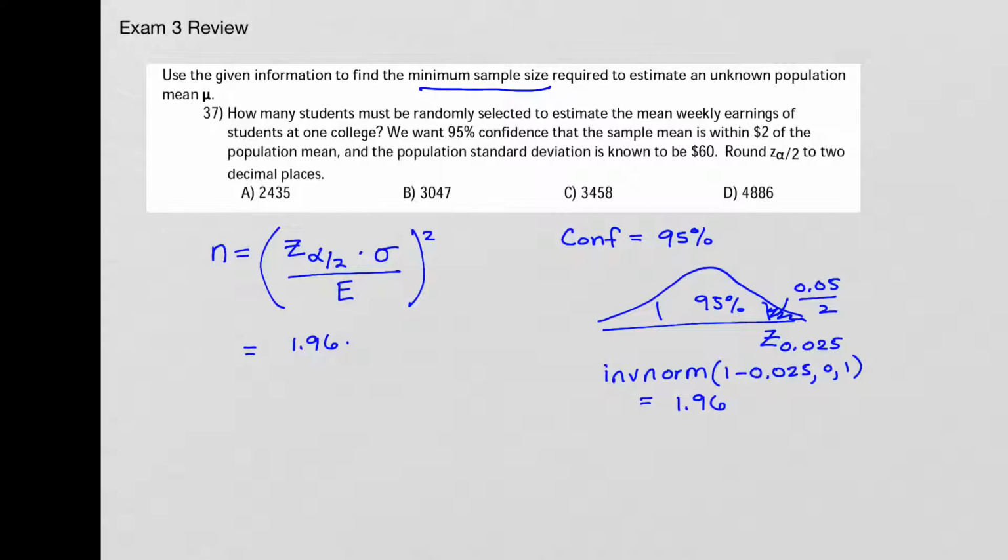And the population standard deviation is known to be 60. And the margin of error is $2 because it says within $2. So that's our margin of error. And when I square this, I get 3,457.44. And of course, I lose the decimal part, and I'm going to go up to the next integer, and that is 3458. So that's my final answer on that problem.